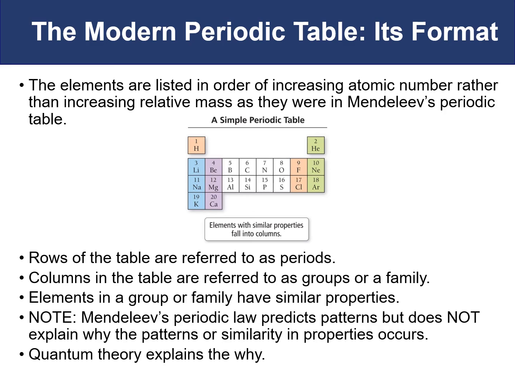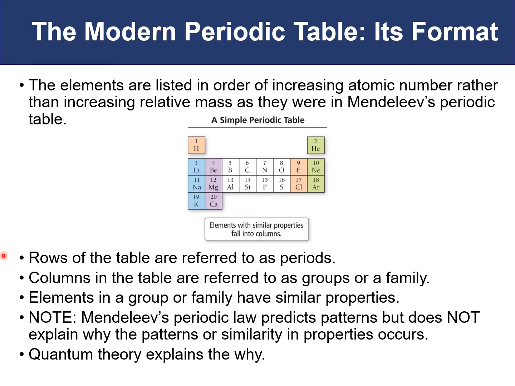The modern periodic table has a very similar format to the one that Mendeleev initially proposed. In the modern periodic table, the elements are listed in order of their increasing atomic number rather than the increasing relative mass. For the majority of the elements, the order is the same, but because of isotopes, which was not known at the time of Mendeleev, there are a couple of elements that would be put in a different order. So for example, something with a lower atomic number actually has a higher relative mass.